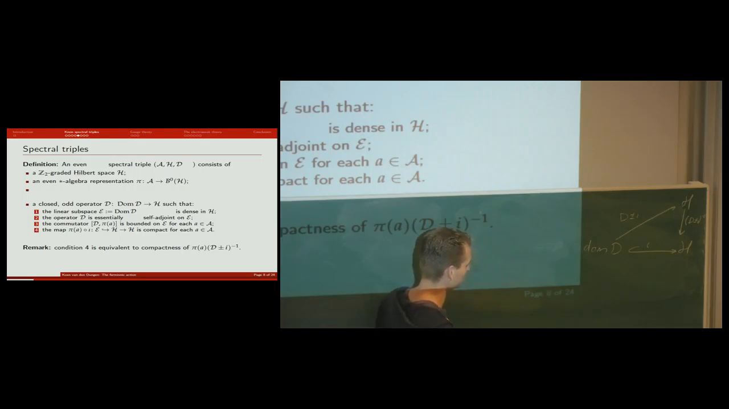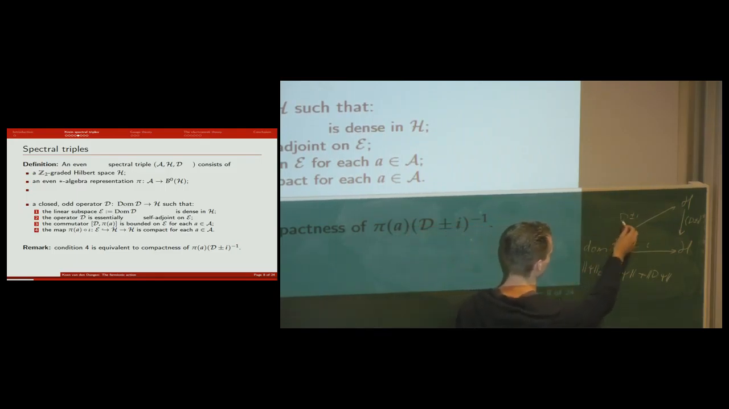This diagram commutes. But the point here is that we don't just view the domain of D as a subset of the Hilbert space, but we view it as a Hilbert space in its own right. And this we do by equipping it with the graph norm of the operator D. And equipped with this graph norm, the domain of D is complete. It is a Hilbert space.